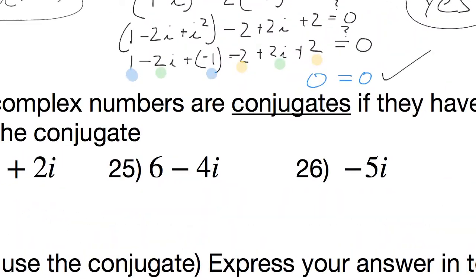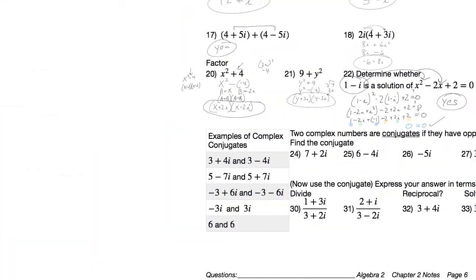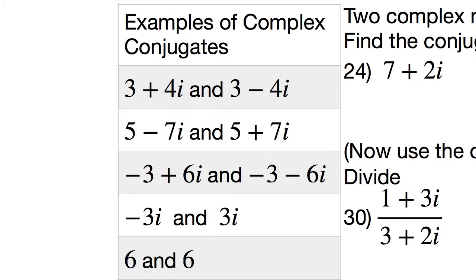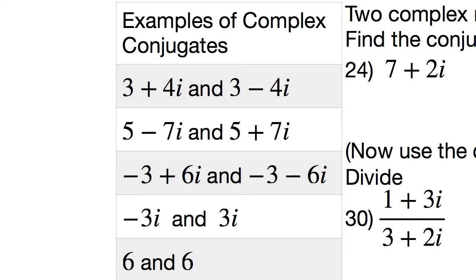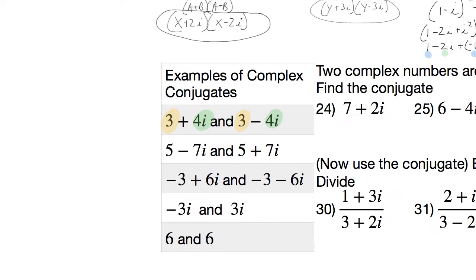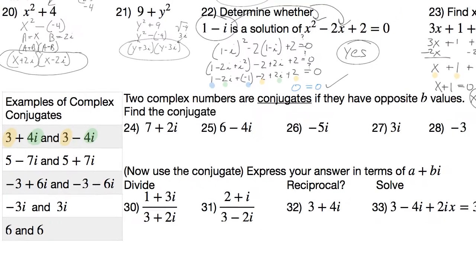So here are some conjugates. Examples of complex conjugates are right here. Notice 3 plus 4i and 3 minus 4i. 5 minus 7i, 5 plus 7i. Negative 3 plus 6i and negative 3 minus 6i. The only difference is that the b values are opposite of each other. They're getting subtracted instead of added, or the other way around.